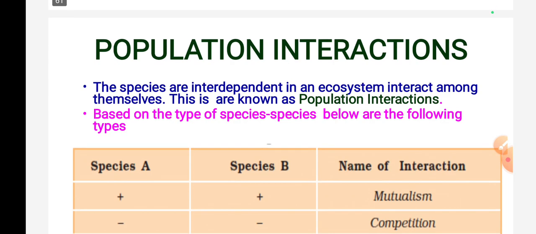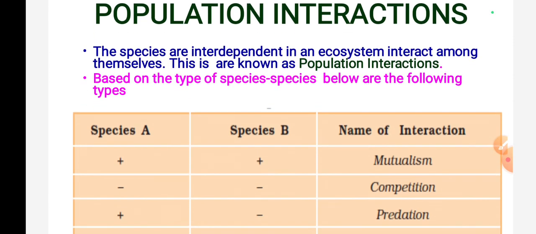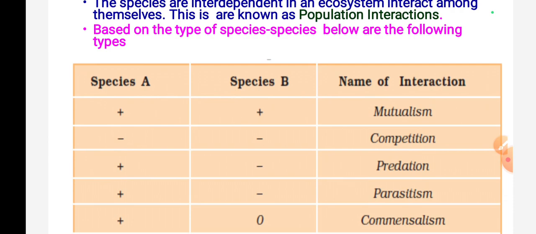Population interactions. Species in an ecosystem are interdependent and interact among themselves. These are known as population interactions. Based on the types of species-to-species interaction, there are the following types for species A and species B. Name the interaction. For example, in a give-and-take method, A gives food and B also helps A, then it is called mutualism. In Kannada it's called sahajeevana. Then if species A and species B are both ready to receive food, competition begins. That's why it's competition.